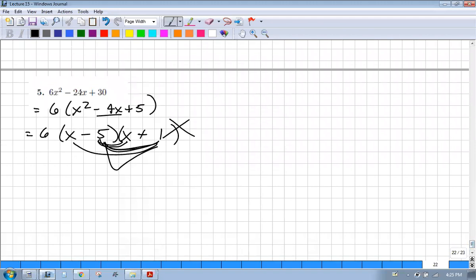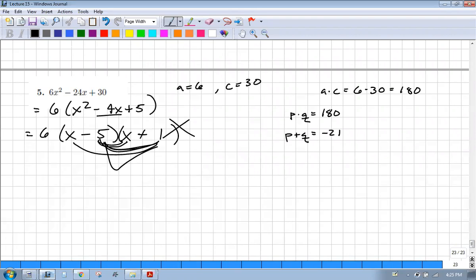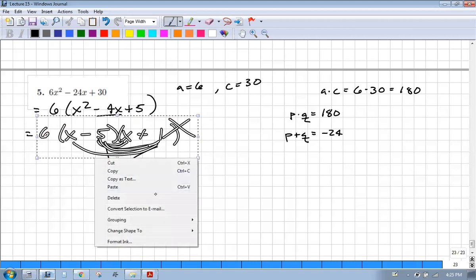Let's try one real quick. Our A is 6. Our C is 30. So our A times C is 6 times 30, which is 180. So we need two numbers, P and Q, where P times Q is 180. But we need P plus Q to be -24.